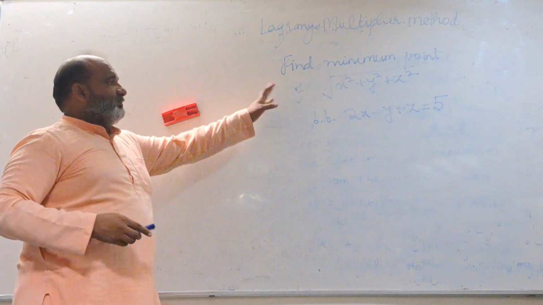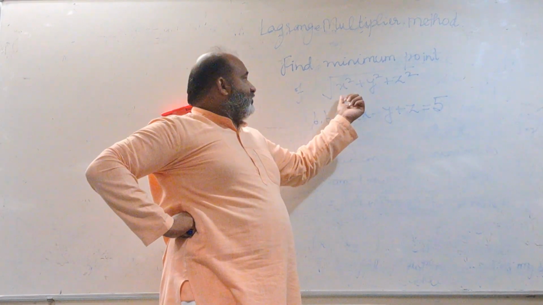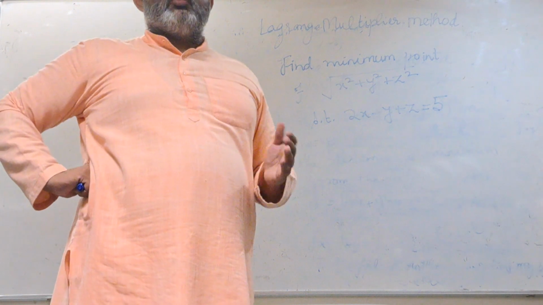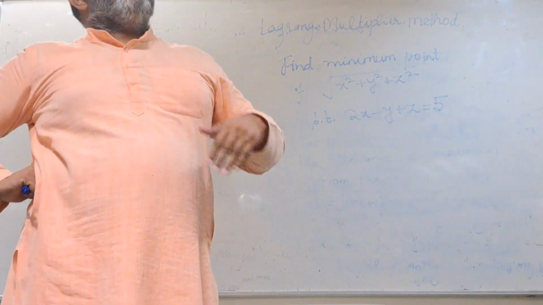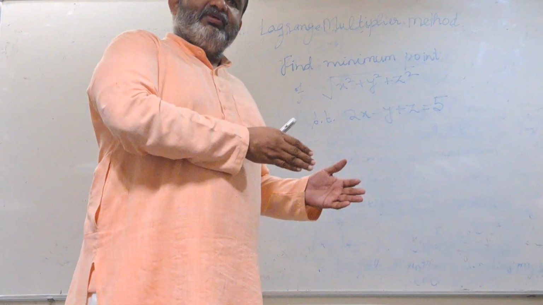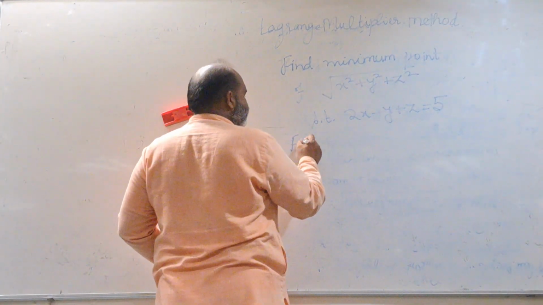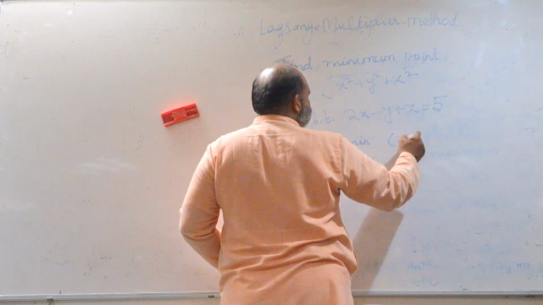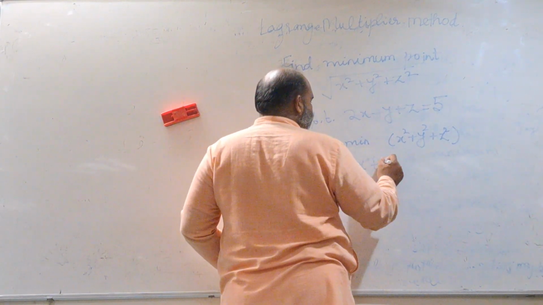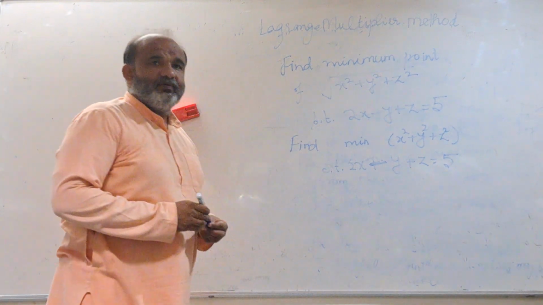Is it okay? Now this is a problem. This may be restated because if I need the minimum value of square root of x square plus y square plus z square, correspondingly I may say the minimum value of x square plus y square plus z square. Because if the quantity inside the square root is minimum, only then will the square root be minimum. So let me redefine it a little: find the minimum of x square plus y square plus z square subject to 2x minus y plus z is equal to 5.